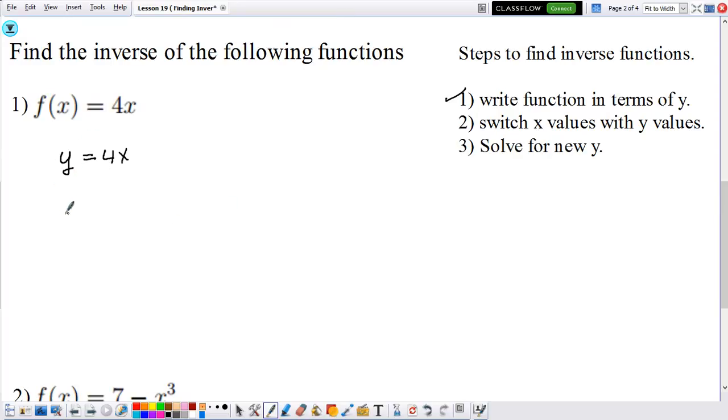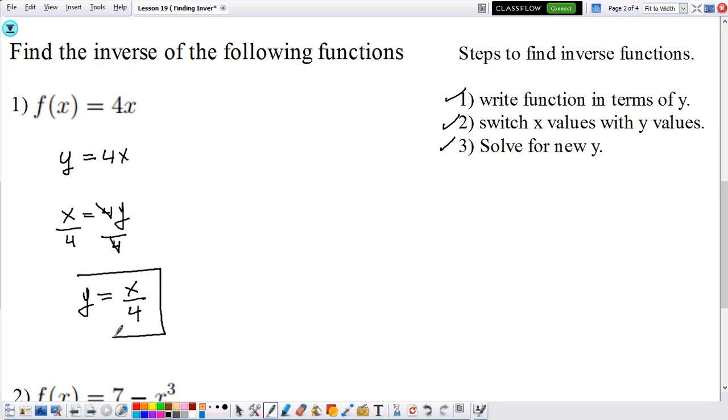Now for the inverse, we're going to switch them. Whenever you see a y, now that's going to be your x. And whenever you see an x, that's going to be your y. So this is what the second step does. We're just switching x's with y's. And now the last step is we have to solve for our new y. So here's our new y. Let's solve it, which is saying we need to divide 4 to both sides. So that means our inverse function is going to be y equals x over 4. And this is our final answer here. But we want to use the correct notation.